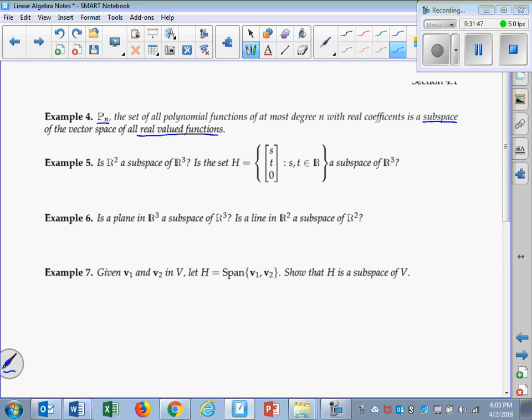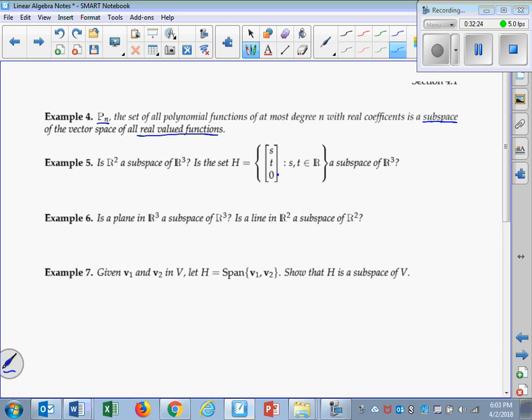Okay, well, let's have a look at example 5 here. It says, is R2 a subspace of R3? And is the set, here they give us a vector of R3, where S and T are just real numbers, and the third component of this vector is 0. They ask, is that a subspace of R3? Well, let's tackle the first one here. Is R2 a subspace of R3? Well, coming from multivariable, we would almost instinctively say yes, it is. But you might be a little too hasty there.